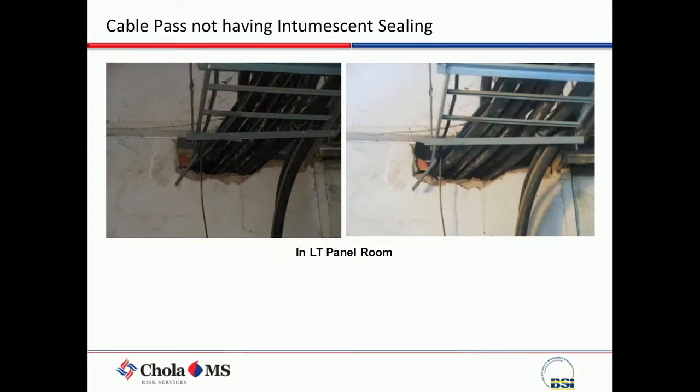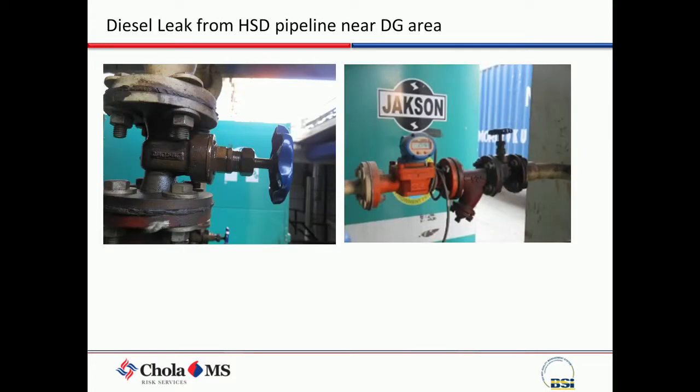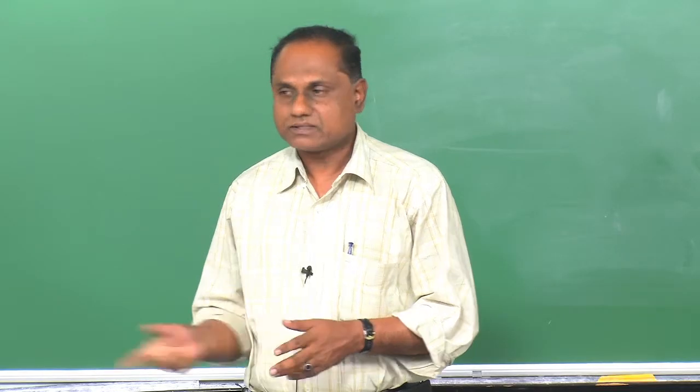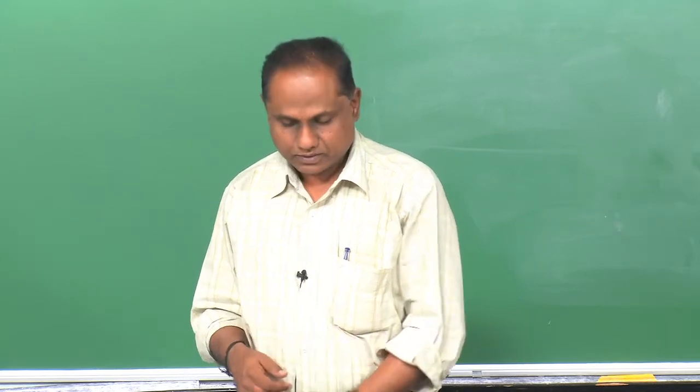Then these panels, these cables that are going from the flammable area, that needs to be sealed. If these openings are there, then fire can spread through that also. So cable passes need to be sealed. Then this leakage they observed near that. So you can see that can cause a fire accident in case there is some source of ignition.